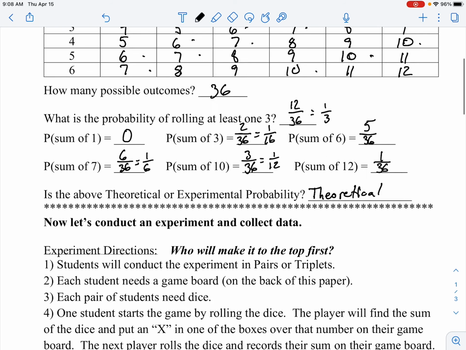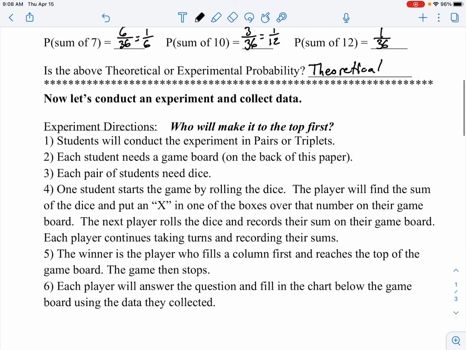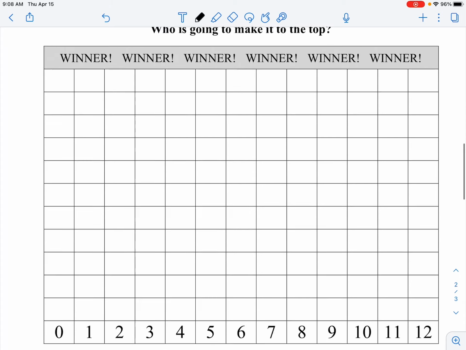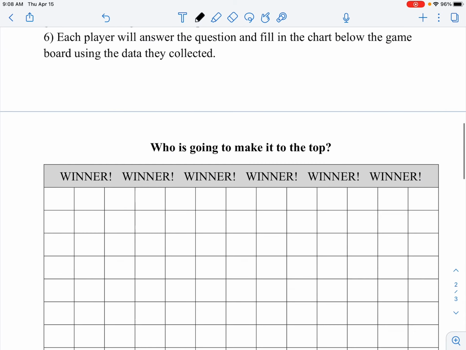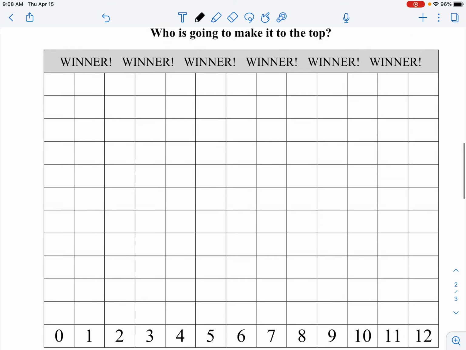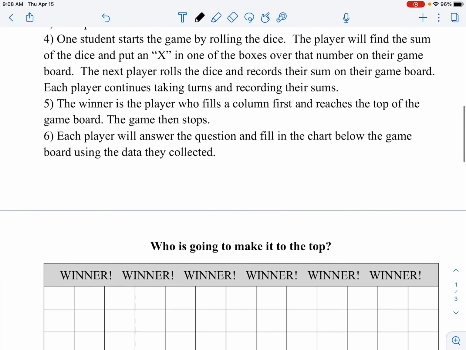All right, so now we're going to conduct an experiment. So what I want you guys to do, this will start on the next page, so be sure that you have that ready to go. This is just kind of explaining what's going on. So I know you guys at home don't have any partners or anything that you can do at this, but our game board is on this next side here.